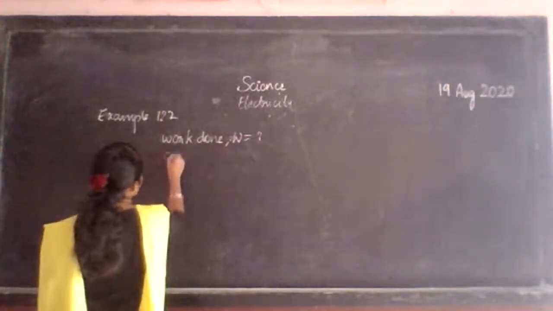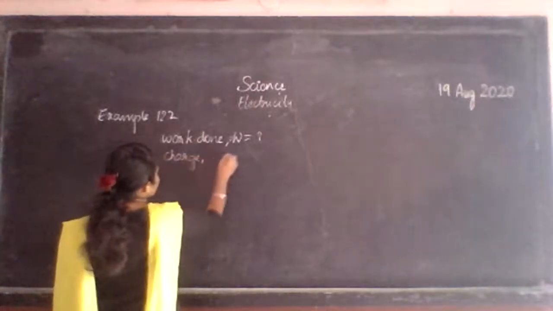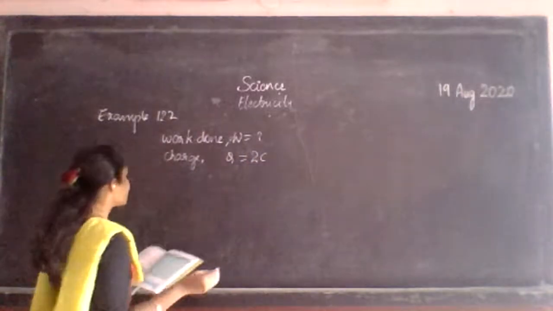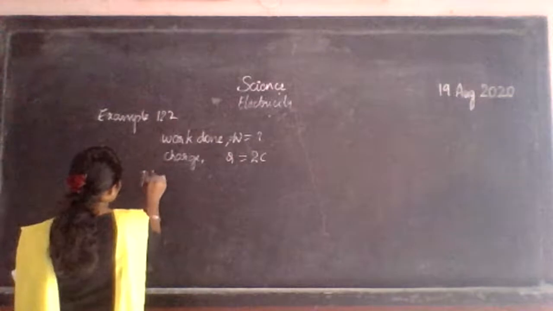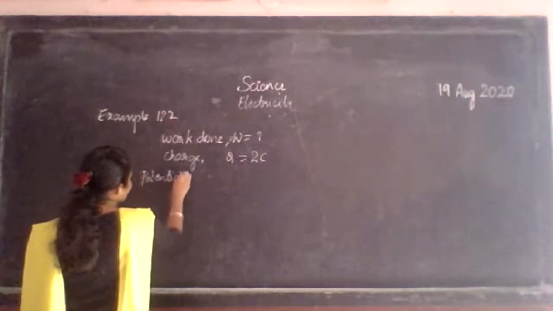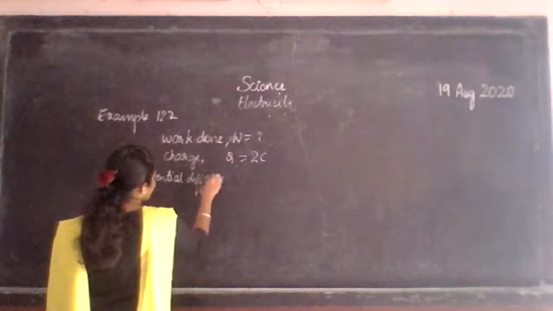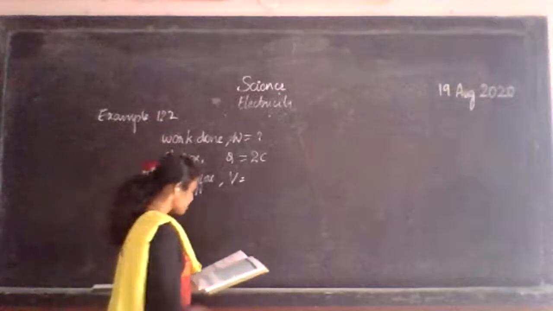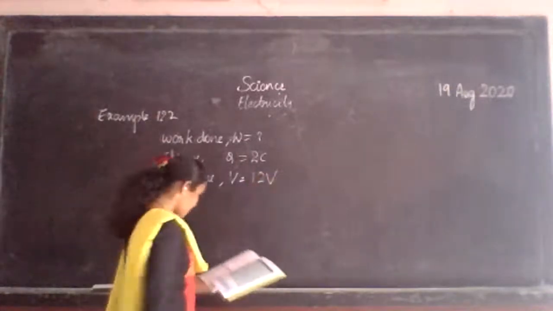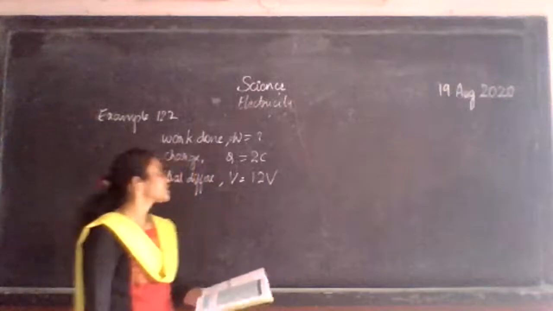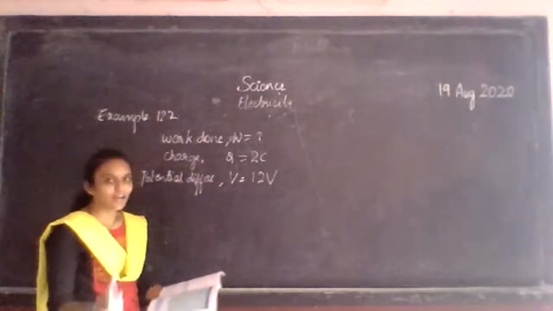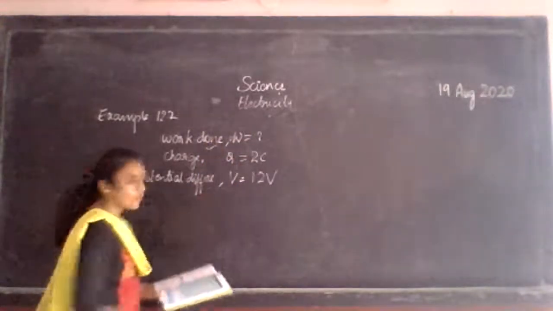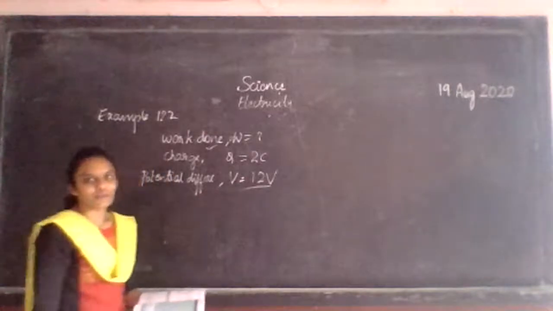In moving a charge of 2 coulomb across 2 points having a potential difference V, and we denote potential difference as V, 12 volt. It is given potential difference V is 12 volts. So you have to calculate the amount of work done in moving this charge of 2 coulomb across 2 points having a potential difference of 12 volt.